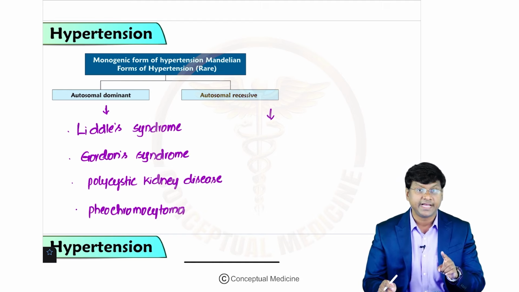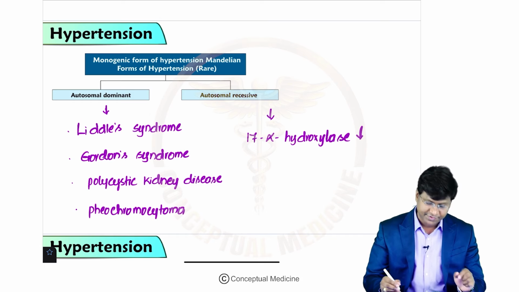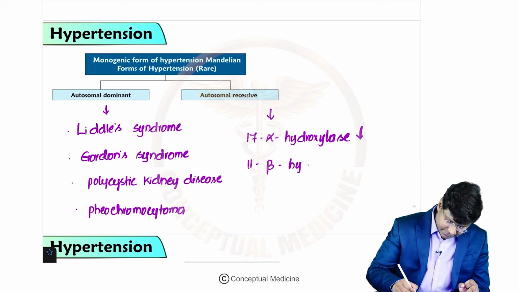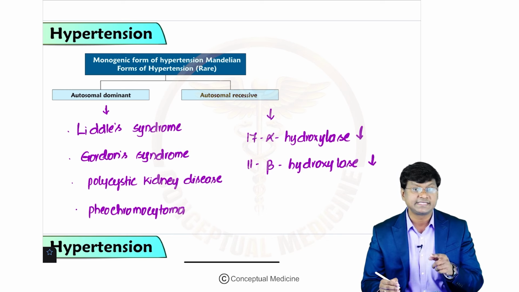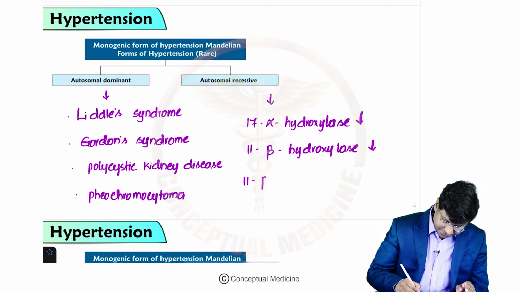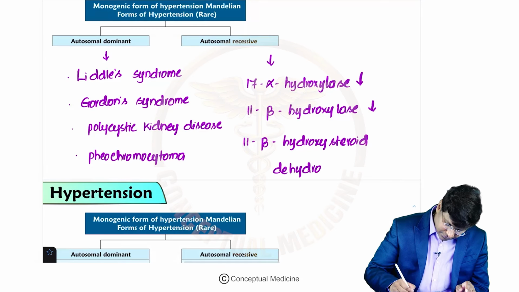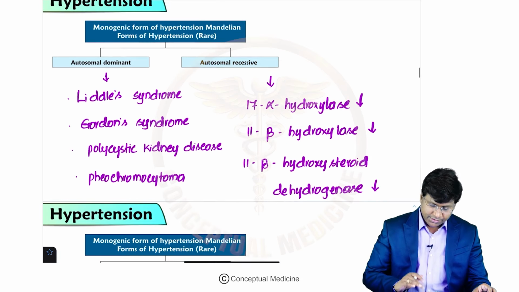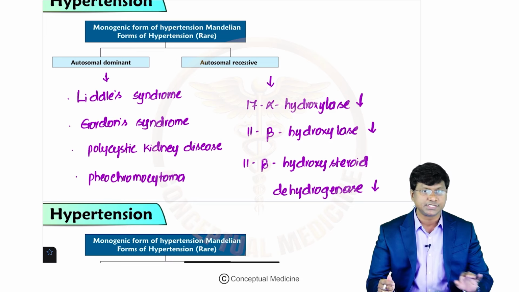That includes 17 alpha hydroxylase deficiency, which will cause hypertension, then 11 beta hydroxylase deficiency, followed by 11 beta hydroxysteroid dehydrogenase deficiency. So these are all the etiologies which will cause hypertension, both the autosomal dominant causes and the autosomal recessive causes.